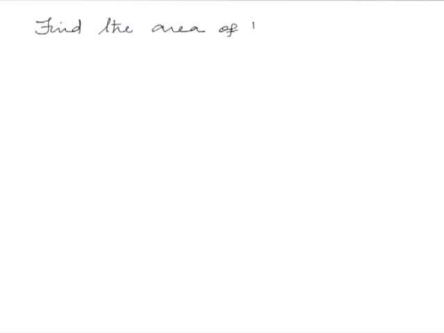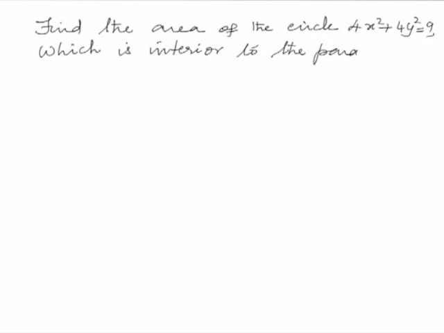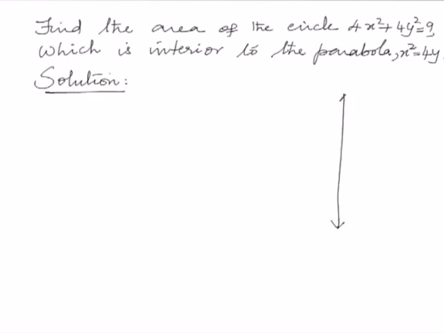Let us handle one more problem on area between two curves. Find the area of the circle 4x squared plus 4y squared is equal to 9, which is interior to the parabola x squared is equal to 4y. Before we proceed further, just as we did for the other problems, we need to sketch the graph, understand the region and find the point of intersection to proceed with the calculation.